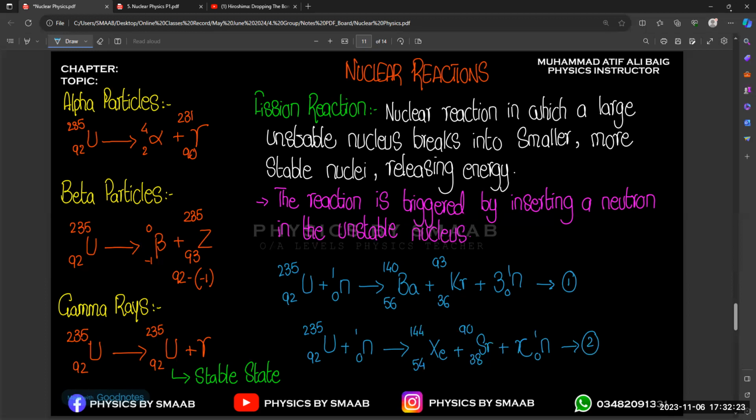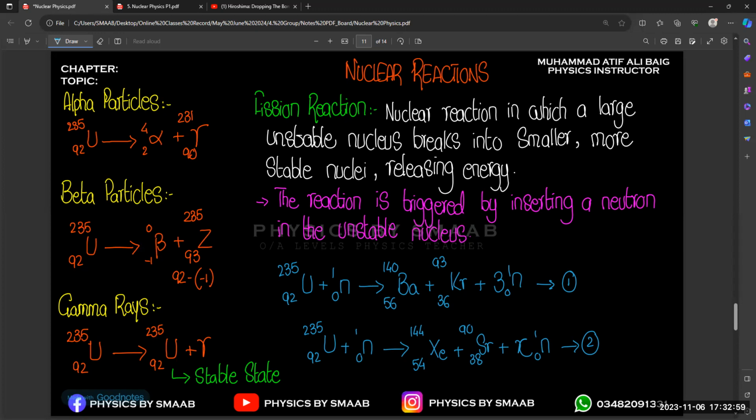Okay, and if you want to count the number of protons from the left side, that means from the product and reaction, the number of protons and number of neutrons will remain conserved, right? So left hand side will be equal to the right hand side. If you count the number of protons, you can see on left hand side we have 92, and on right hand side you will get the same number of protons. 56 plus 36 will give you 92 again.